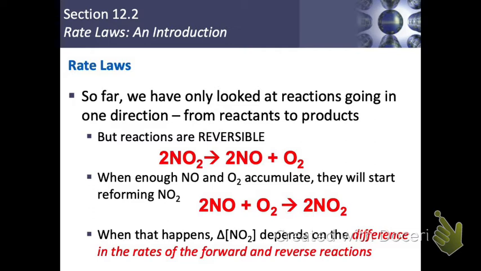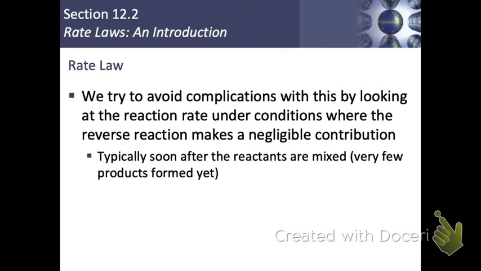So when we're looking at rate laws, our goal is to avoid those complications by looking at reaction rates under conditions where the reverse reaction is really not happening yet, or is making a negligible contribution. So we want to study reaction rates at the very beginning of a reaction, because if we don't, that means products are being formed and then maybe reforming back into our original reactants, which messes with that concentration again. There's just a lot of factors that could happen if we don't study reactions at the very, very beginning.